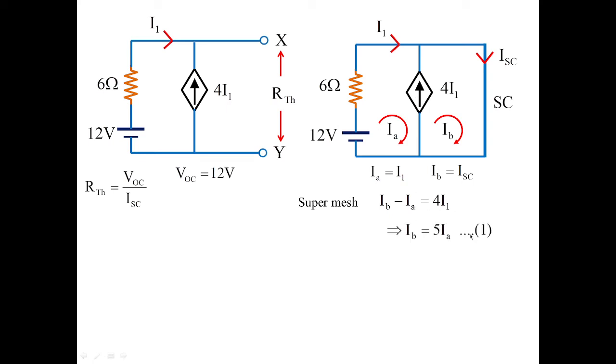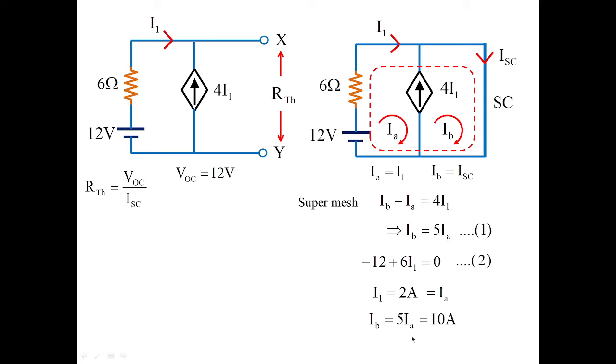Now, I am framing the equation by rearranging IB with I1 and IA. So IB is equal to 5IA; take it as equation 1. Taking the other components of the supermesh, that is minus 12 plus 6I1, and this circuit gets closed. So minus 12 plus 6I1 equal to 0. With this, I1 equal to 2 amperes. When I1 is equal to 2 amperes, IA is also equal to 2 amperes. Once we obtain the value of I1, which is equal to IA, equal to 2 amperes, we can easily obtain the value of IB, which is equal to 5 into 2, that is 10 amperes. In fact, this current is the short circuit current. I hope you understand this point.